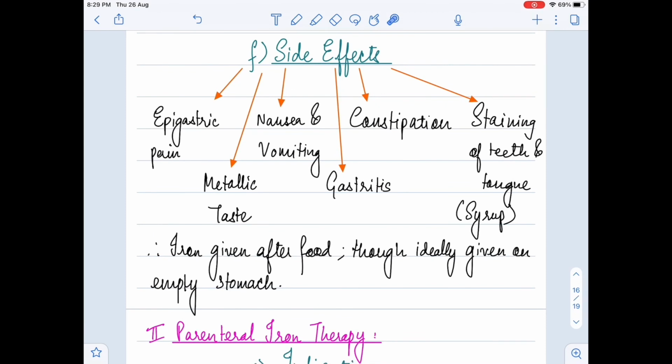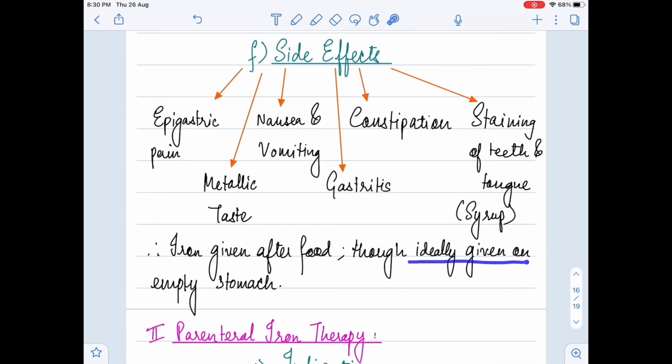So what are the adverse effects of oral medication? Although it is very popular amongst the patients and it is mostly advised, the patient may complain of epigastric pain, and a metallic taste may be experienced by some patients. Nausea and vomiting is common. Then the patient may complain of gastritis. Due to the astringent effect of iron, constipation may be another side effect. And in case of the syrup preparation, there can be staining of teeth and tongue.